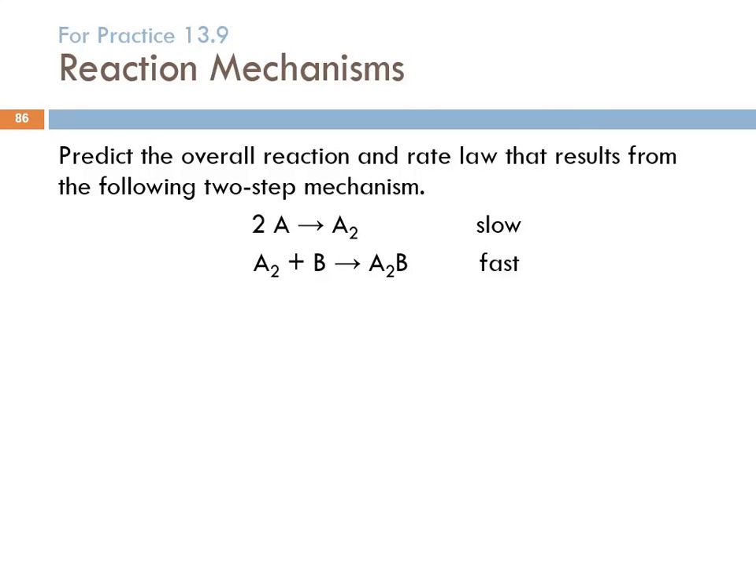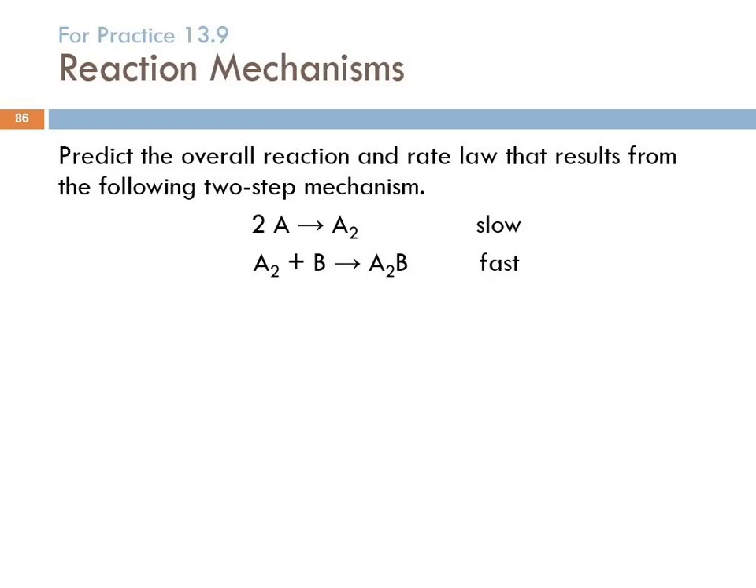Just did that one. So there's an example, 13.9, which does a similar thing. I encourage you to look at that in your textbook and work through it. And then this is the for practice one, which is a little simpler. So we're going to do this one. Predict the overall reaction and rate law that results from this two-step mechanism.